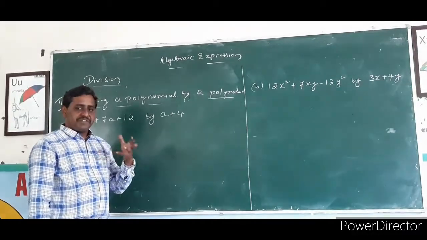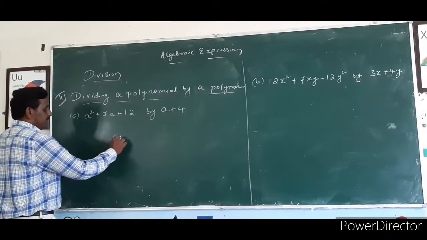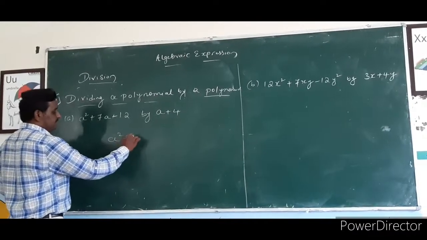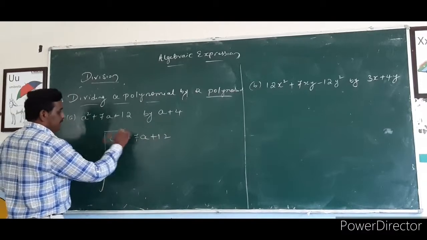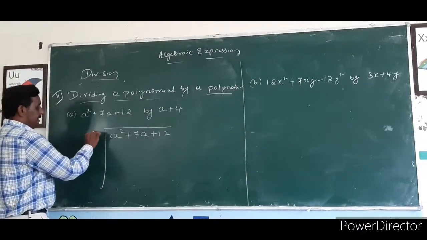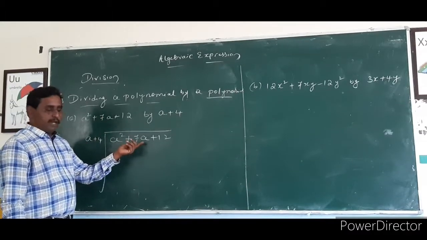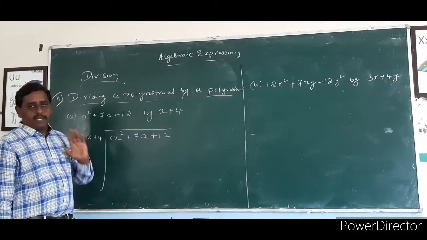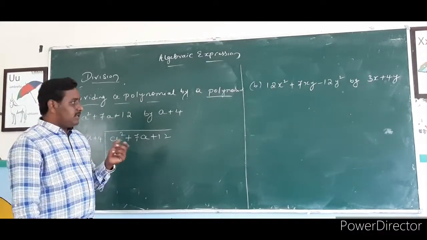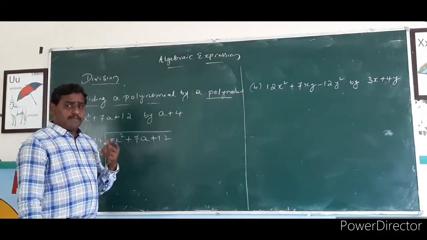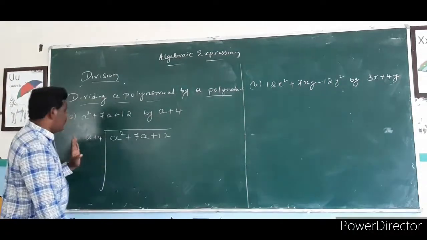Here we are using some tricks for the division. First, a square plus 7a plus 12 divided by a plus 4. So this dividend you can put inside the bracket, and outside you can write a plus 4. Carefully listen to this, because if you make confusion here, the whole problem will go wrong. So now I am starting.